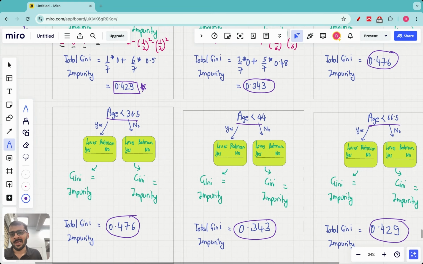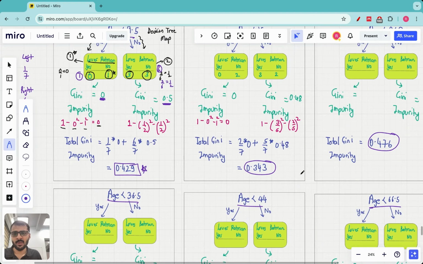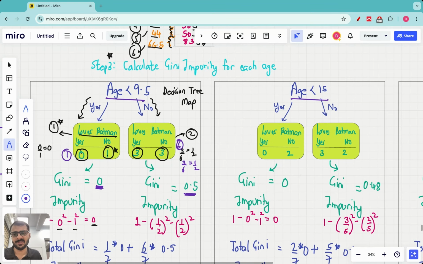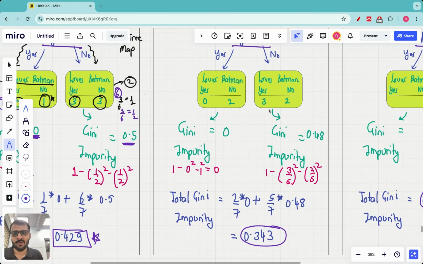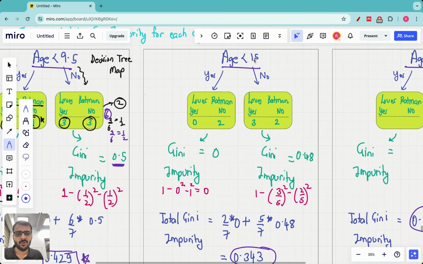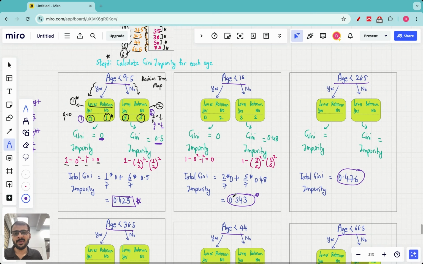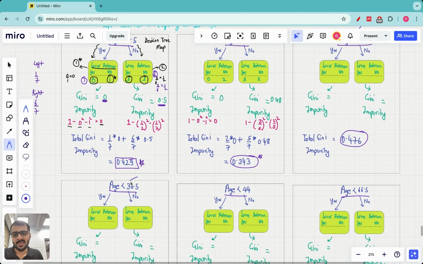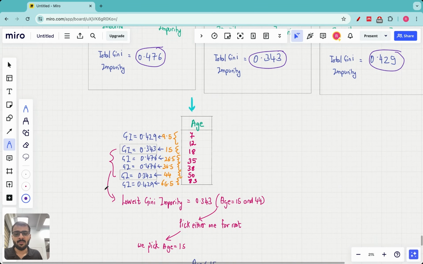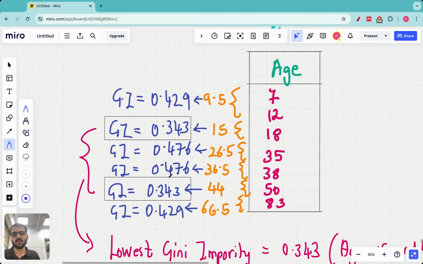If you have not done these calculations, I highly encourage you to pause this video and do these calculations for all the different ages. I have already done it for age less than 9.5, and I have done the calculation for age less than 15 also. For age less than 15, on the screen I am showing the entire calculation, which gives you the Gini impurity of 0.343. Similarly, you can use this as an exercise to find the Gini impurity for age less than 26.5, age less than 36.5, age less than 44, and age less than 66.5. When you do these computations, you will get the answers which I already showed you above.